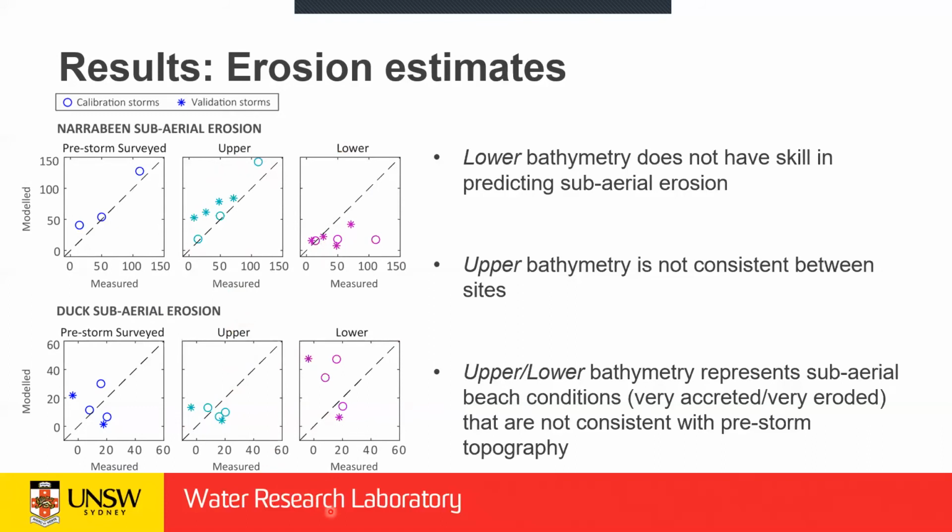Which might not necessarily be consistent with what we would observe for the pre-storm survey topography. So when we try and combine the pre-storm survey topography with the upper or the lower bathy, we end up with surf zone characteristics which we generally wouldn't observe at a site, and also we see quite significant variations in the morphology which we create, because the pre-storm topography would change between storm events.